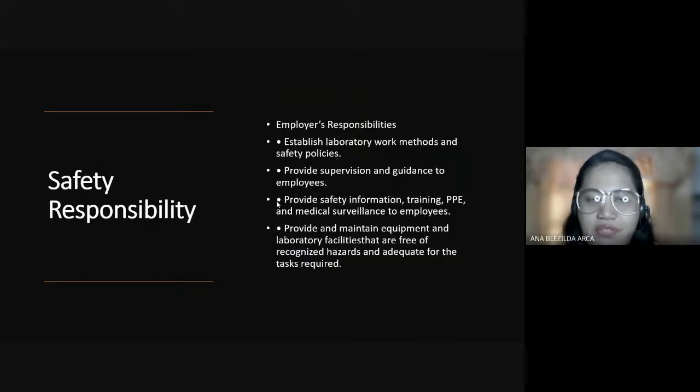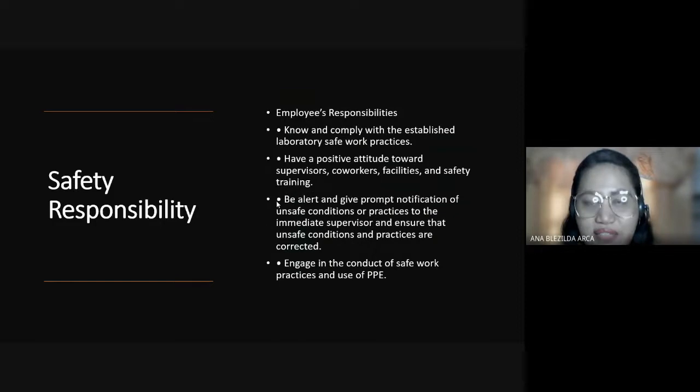So when it comes to safety, sino ba ang responsible sa safety ng workplace? Dalawang class ang responsible sa safety ng workplace. Una, yung employer or may-ari ng kumpanya. Pangalawa is the employees itself, 'di ba? So dalawa kayo na in charge sa safety na 'yan.